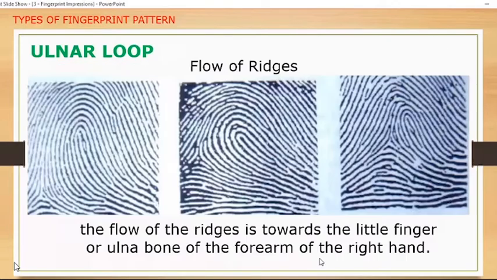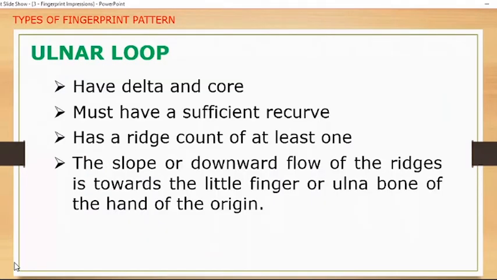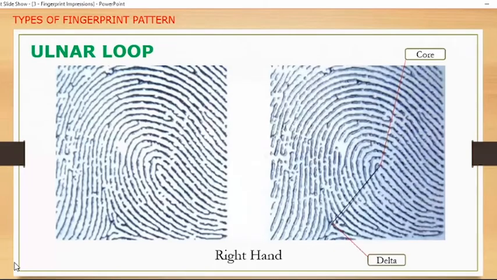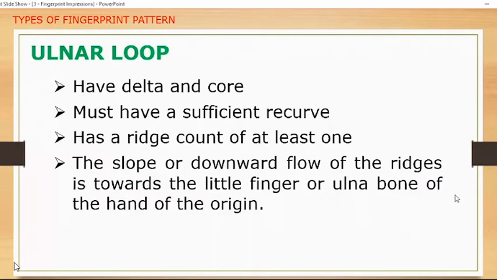So, meron siyang delta in core. Nasa yung delta in core niya. So, ito yung delta. At sa kanya, ito yung core. Diba? Ito yung delta. Ito yung core. So, tapos na tayo doon sa location ng delta in core. So, alam nyo na kung paano pagkuha ng delta in core. So, nasunod na natin yung tatlong requirements. Meron siyang delta in core. Meron siyang sufficient recurve. At meron siyang ridge count of at least one.